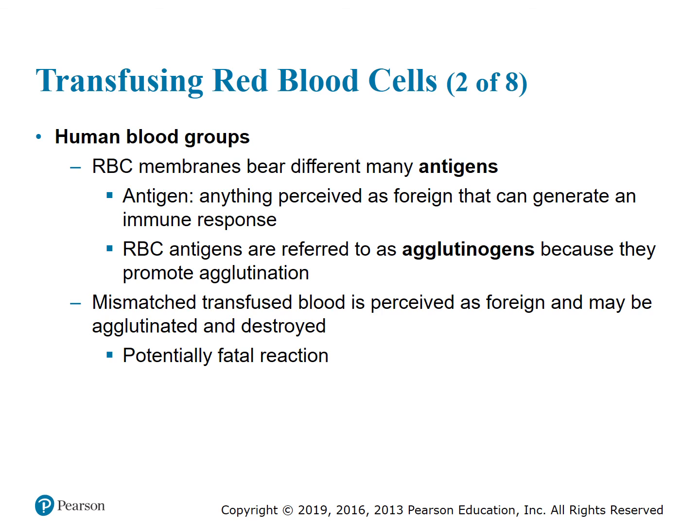Human blood groups. Red blood cell membranes have many antigens. An antigen is anything perceived as foreign that can generate an immune response. Red blood cell antigens are referred to as agglutinogens because they promote agglutination. These are located on the surface of the red blood cells. Mismatched transfused blood is perceived as foreign and may be agglutinated and destroyed, and this can lead to a potentially fatal reaction.